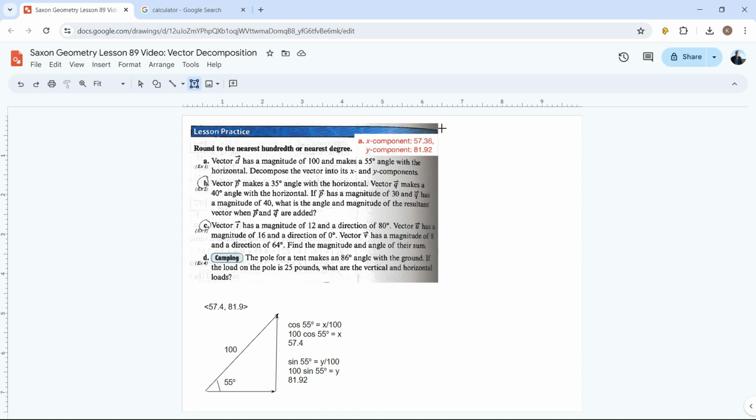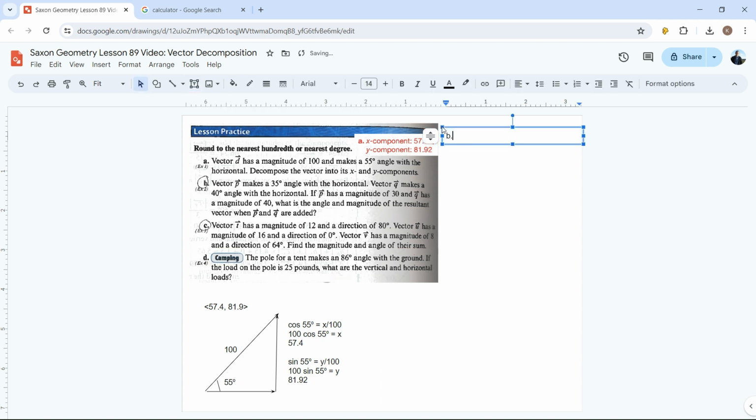They do get a little bit harder. In letter B, I have vector P making a 35-degree angle with the horizontal and vector Q making a 40-degree angle with the horizontal. P has a magnitude of 30 and Q has a magnitude of 40. What is the angle and the magnitude of the resultant when P and Q are added? All right, so let's decompose P and Q individually.